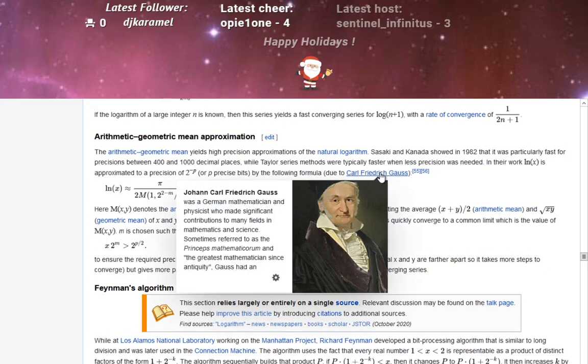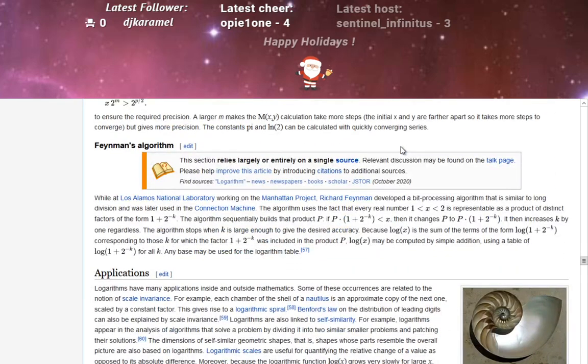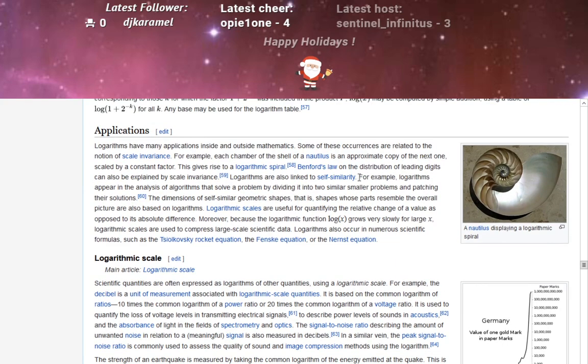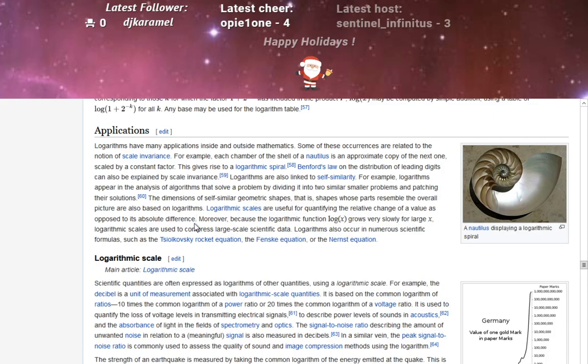There is an arithmetic-geometric mean approximation to a number. I'll have to get into that. Logarithms are linked to self-similarity. For example, logarithms appear in the analysis of algorithms that solve a problem by dividing it into similar, smaller problems and patching their solutions. The dimensions of self-similar geometric shapes, that is, shapes whose parts resemble the overall picture, are also based on logarithms, as we saw earlier.